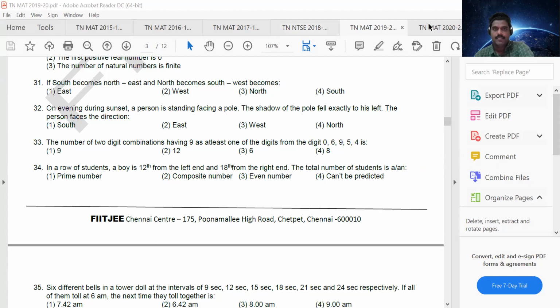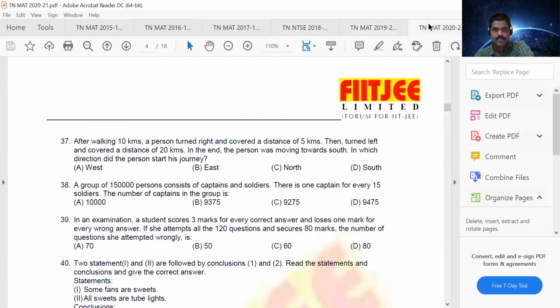And move to year 2020. If you observe here, there is a question like this. After walking 10 kilometers, a person turned right. So he has walked a distance of 10 kilometers. You don't know in which direction. Let us say it is 10 kilometers in some direction; I am taking it as north over here. A person turned right and covered a distance of 5 kilometers.